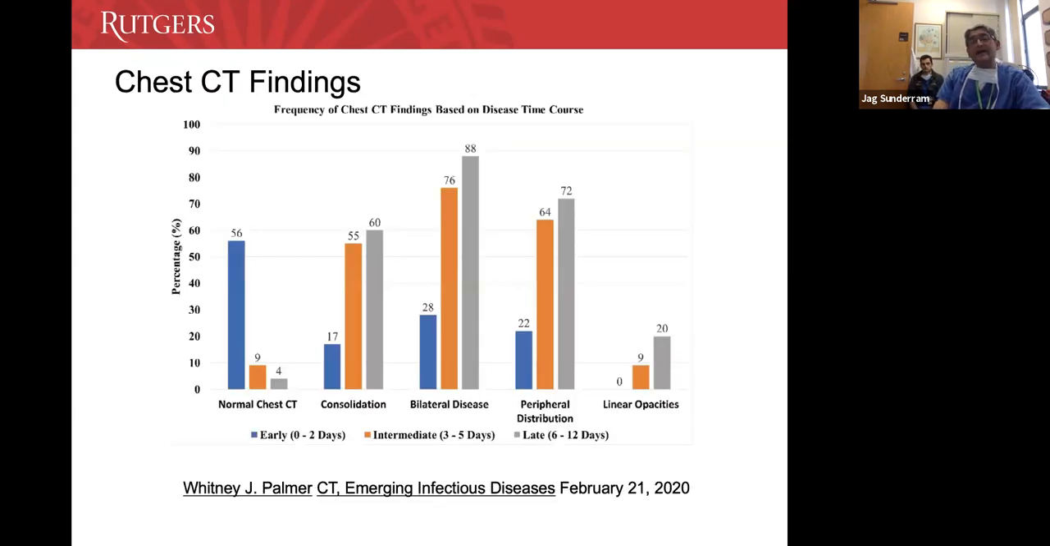In this phase, the CAT scan changes. You can often see normal CTs. Again, this is data from a paper that looked at symptomatic people and the course of illness and the changes over time in CAT scan. What you'll see is more consolidated findings in 3 to 5 days after symptom onset, and later on, the distribution changes to more central and more multiple lobes, including starting to see linear opacities, which may indicate some fibrotic changes very late.